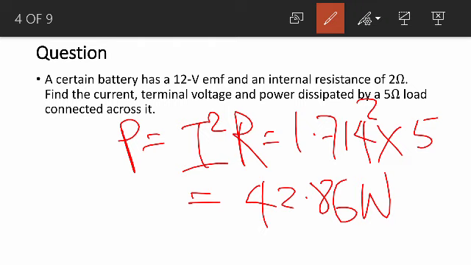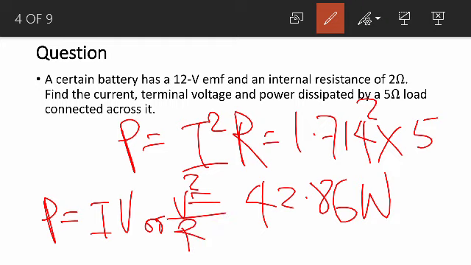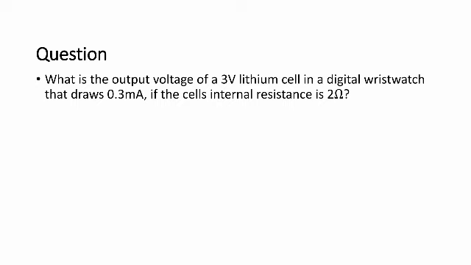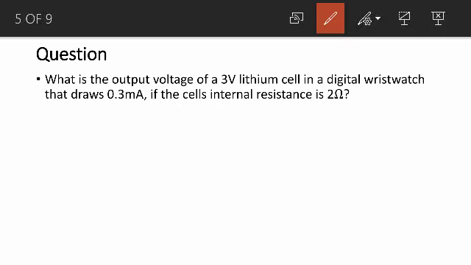Another way you can do that is by saying power is equal to the current times the terminal voltage, or you can say power is equal to the square of the terminal voltage divided by the load resistance. You get the same answer. Now that leads us to another question here. It says, what is the output voltage of a 3-volt lithium cell? That is the EMF. The output voltage there is talking about the terminal voltage.